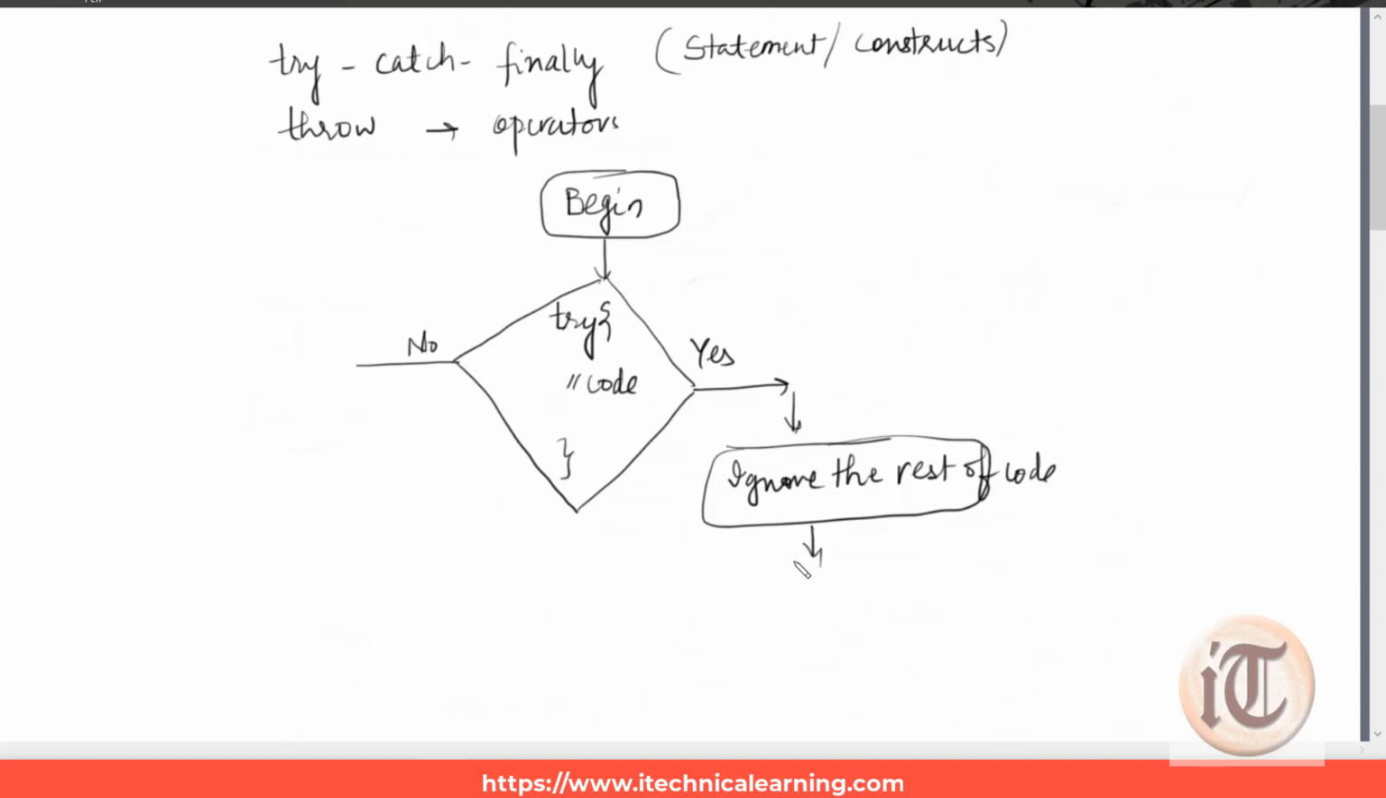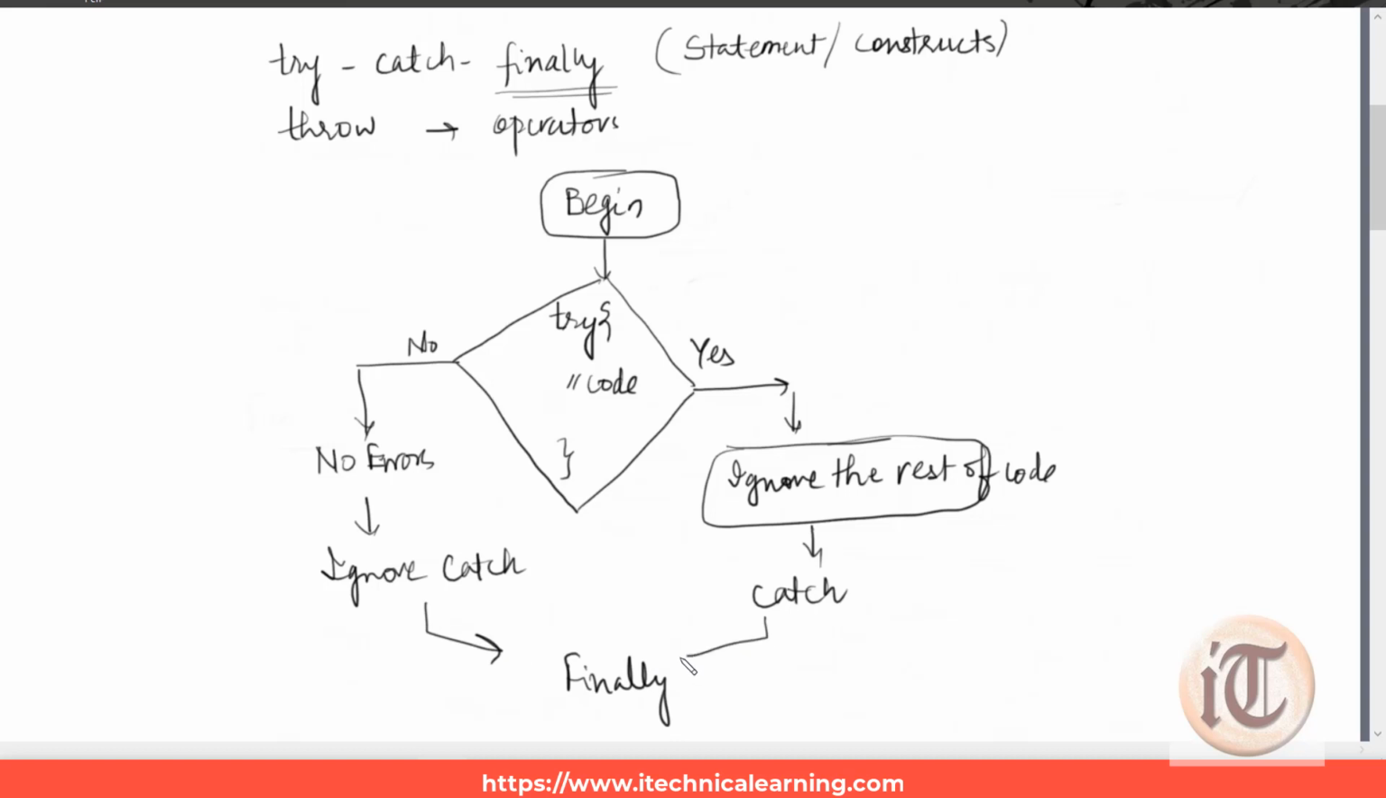Okay, and then we enter into the next part, that is the catch block. Similarly, if our code doesn't contain any error, then it will show no error and it will ignore the catch block. And finally is a kind of block which executes in every condition. So whether my code doesn't contain any error or if my code contains an error, this particular part of the code will execute at all times.